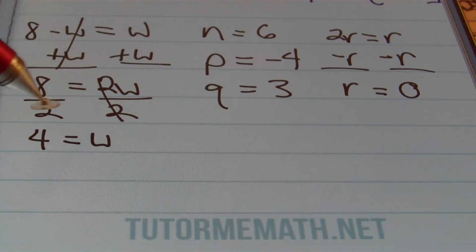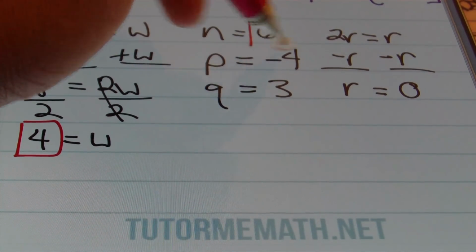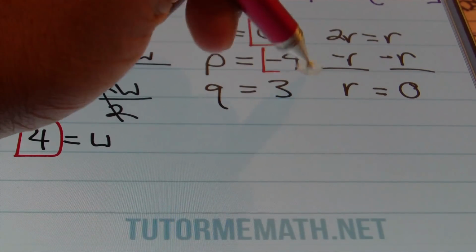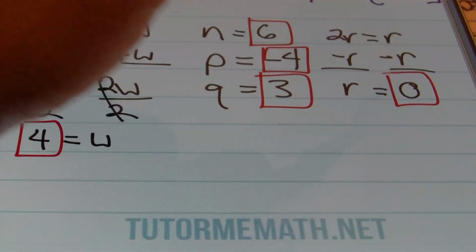By red boxing w, that equals 4. Yes, that's a w, I know it's ugly. And we know that n equals 6. We know that p equals negative 4. We know that q equals 3. And we know that r equals 0.